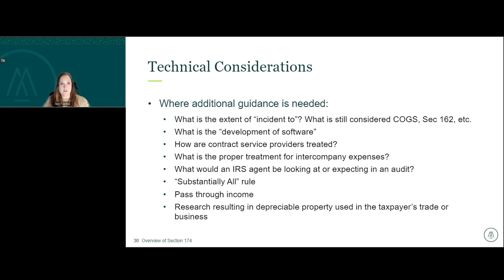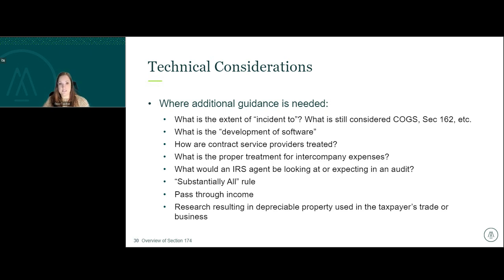There's not a list, but there are some examples prior to the change in 174. You were able to elect to capitalize R&D expenses if you wanted. And so there is a regulation that deals with if you were to capitalize expenses, what would you include? And that's where we're getting the information for incident 2. And in that regulation, there is a list of expenses. So outside of salaries and supplies, drawings is in there, heat, light, power, attorney's fees, and depreciation. So that's where we're getting that list, but it really is pretty comprehensive.